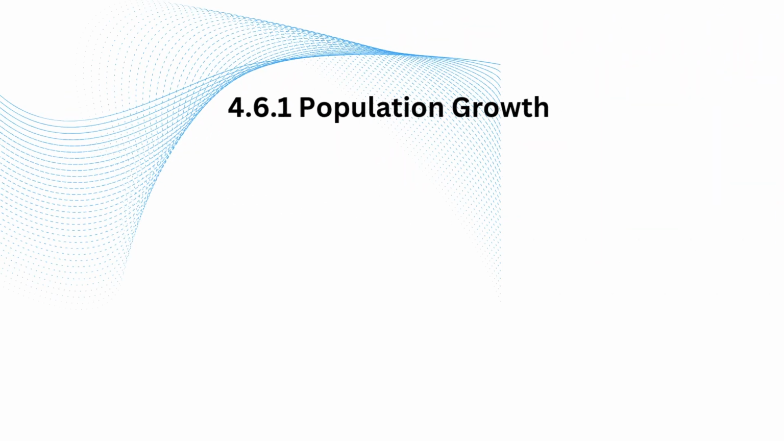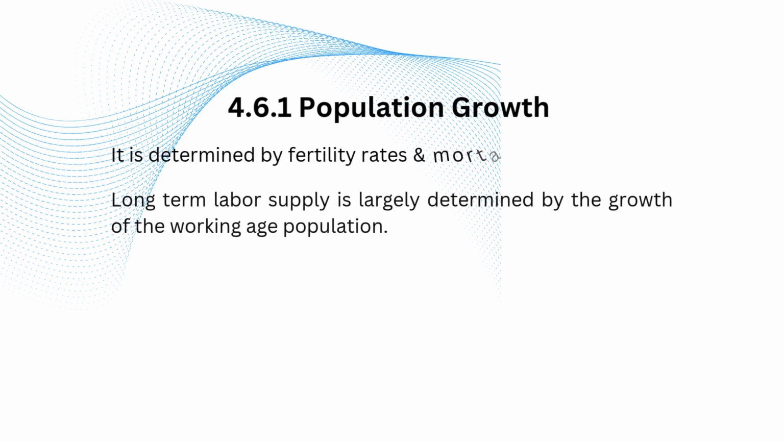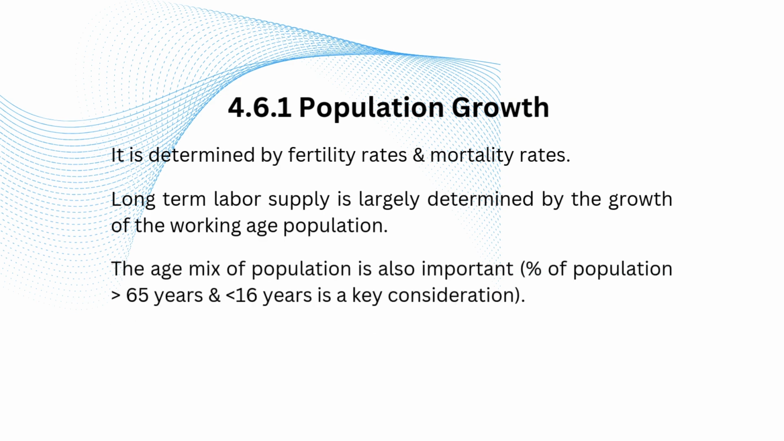4.6.1 Population growth. It is determined by fertility rates and mortality rates. Long-term labor supply is largely determined by the growth of the working age population. The age mix of population is also important. Percent of population 65 years and older and under 16 years is a key consideration. It has no effect on growth of per capita GDP.